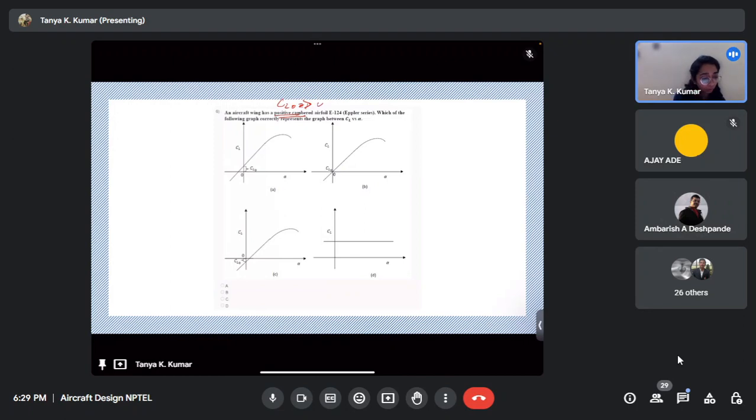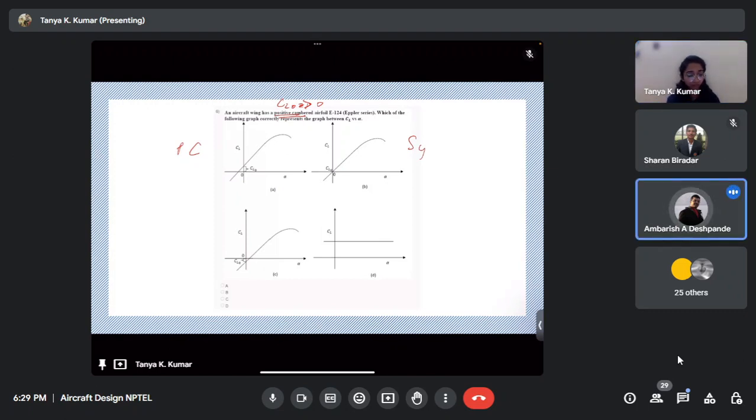Alright. So what about case B? Case B represents what kind of airfoil? Symmetric. So this was cambered, this was symmetric. Case C, negative cambered. What about the last?